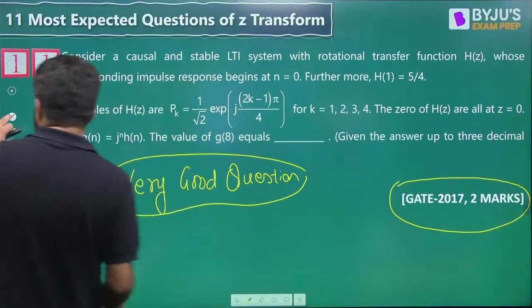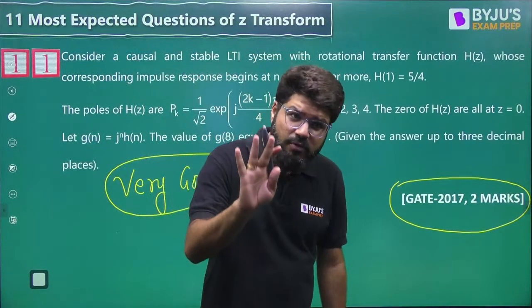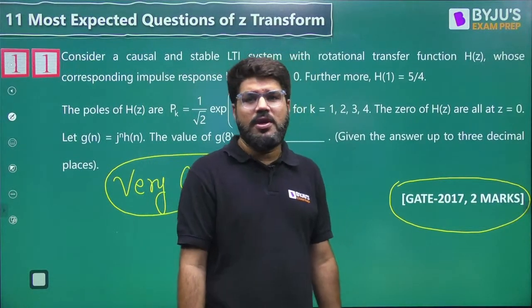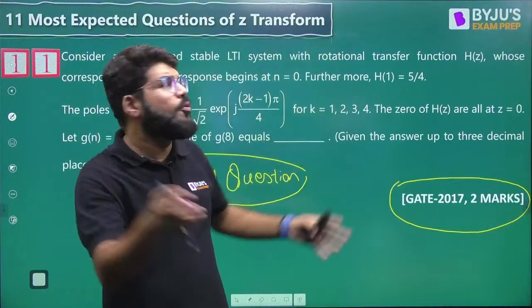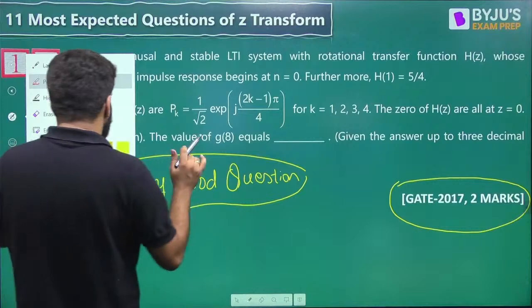This is like homework for you, but don't worry. Sir, why are you leaving such a very good question as homework? I will give you the answer also, I will give you the solution also. But I want you to try collecting all the points: causality, stability, furthermore H1. See what all you have to use.